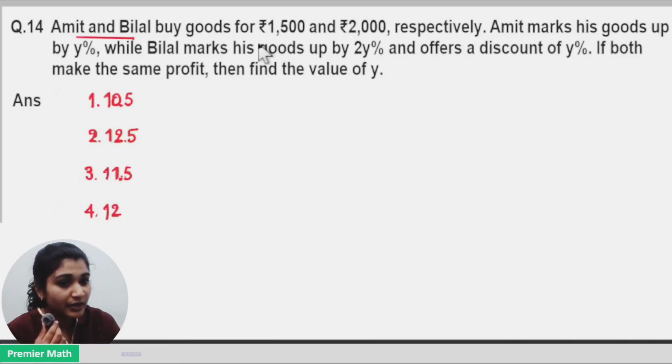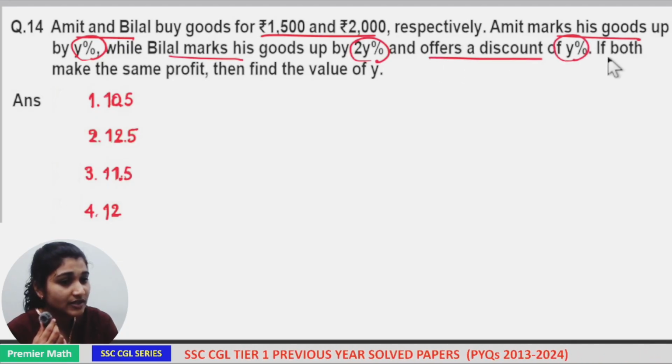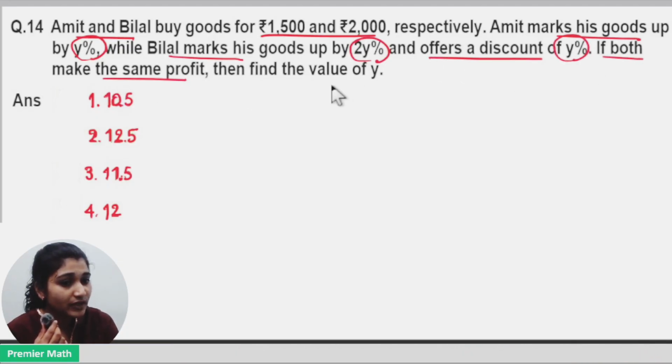Amit and Bilal buy goods for rupees 1500 and 2000 respectively. Amit marks his goods up by y percentage while Bilal marks his goods up by 2y percentage and offers a discount of y percentage. If both make the same profit, then find the value of y. Here, Amit bought it at 1500, then he marks up his goods by y percentage.